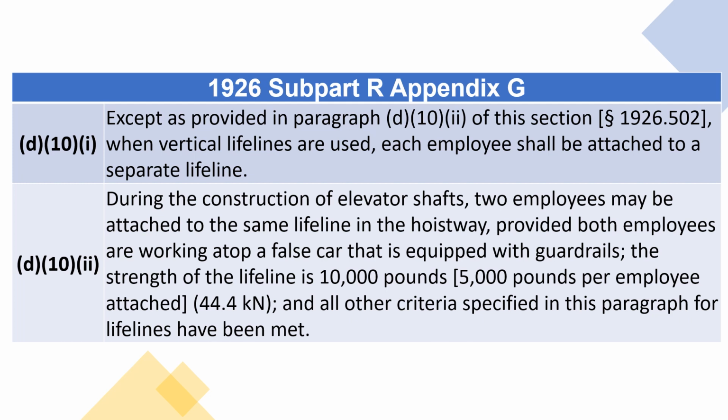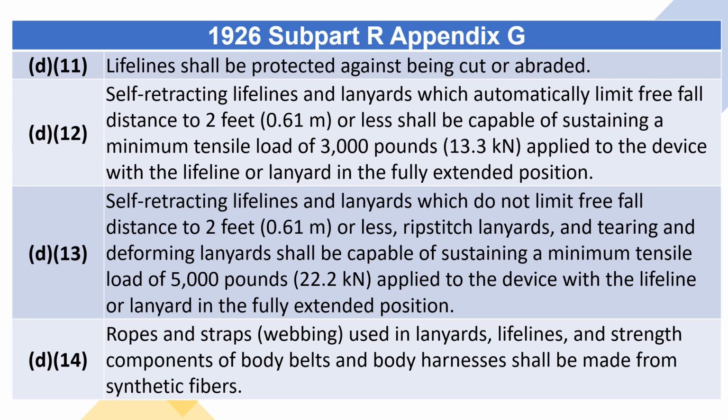D10(2). During the construction of elevator shafts, 2 employees may be attached to the same lifeline in the hoistway, provided both employees are working atop a false car that is equipped with guardrails. The strength of the lifeline is 10,000 pounds, 5,000 pounds per employee attached (44.4 kN), and all other criteria specified in this paragraph for lifelines have been met. D11. Lifelines shall be protected against being cut or abraded.